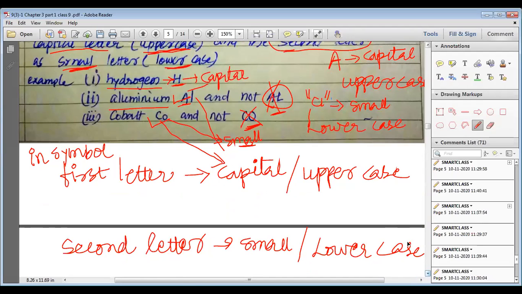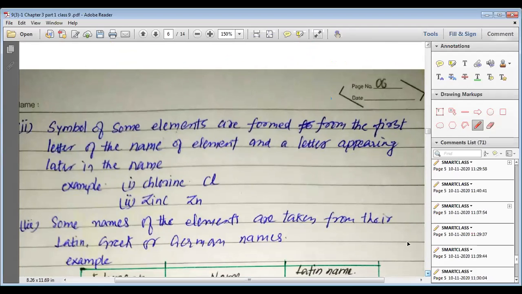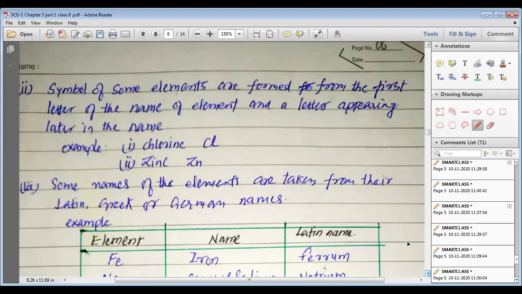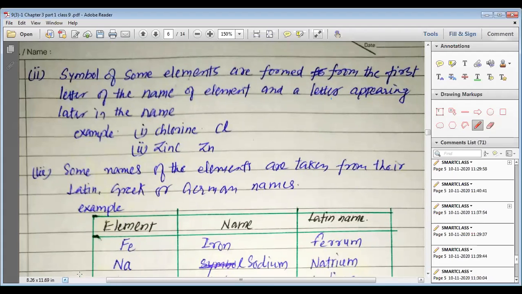I would like to revise it once again, my dear students, that while writing the symbol of an element, the first letter is written capital, whereas the second letter is written small. Or the first letter is written in uppercase, whereas the second letter is written in lowercase.